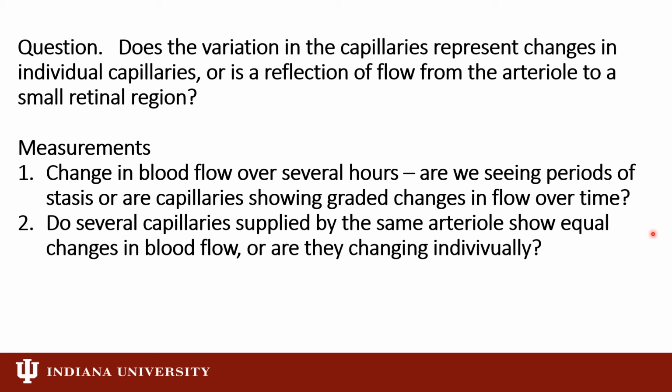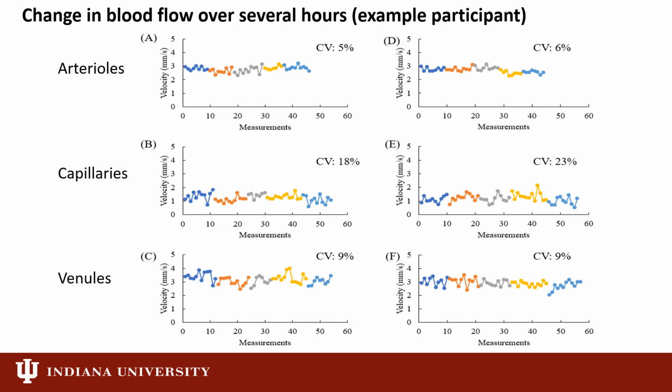And if it's changing in capillaries, and we look at, say, 3 capillaries fed by the same arteriole, are they changing the same? In other words, is it the arterial supply to a region that's varying, or are the capillaries individually changing their ability to carry the blood flow through them? And so here I show you velocities for an individual. These measurements extend over about 4.5 hours, and what you can see is the arterioles are pretty steady.